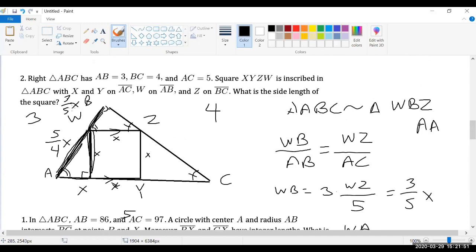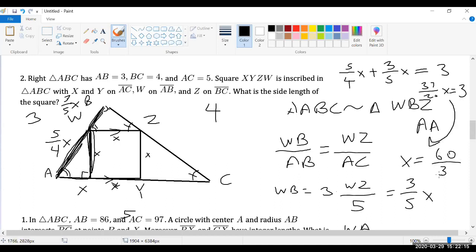And the sum of those two equals 3. So if we add those fractions together, that would be 37 over 20 x equals 3, which means x equals 60 over 37.